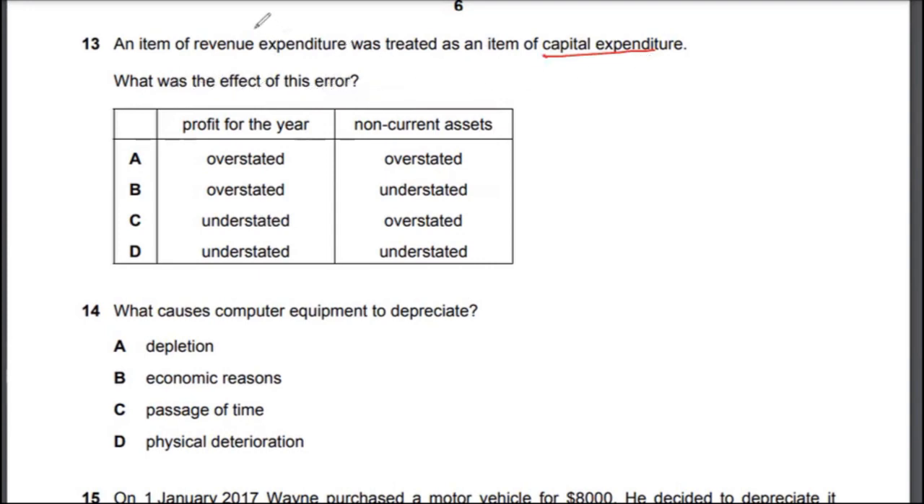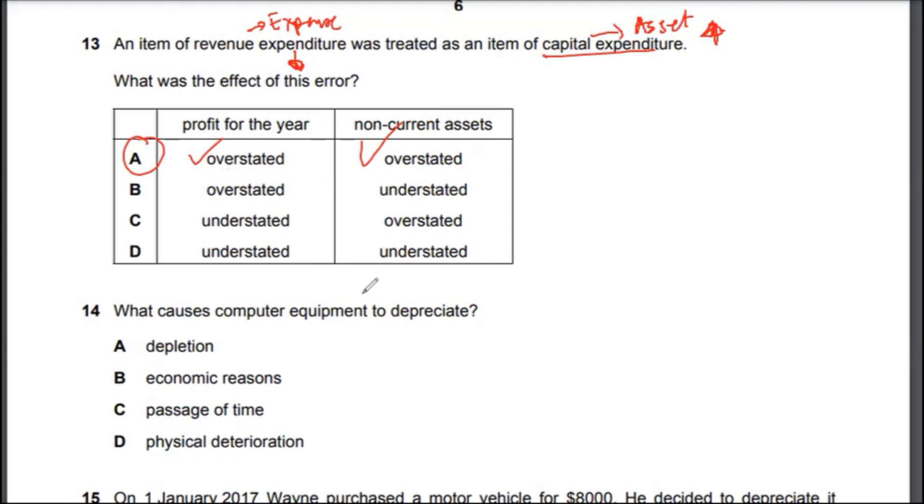Revenue expenditure is an expense, and capital expenditure creates an asset. So what has happened is that there has been less revenue expenditure, which means less expense. So profit has been overstated definitely. It's either option A or option B, but we need to study the impact on non-current assets as well. Because the revenue expenditure item has been treated as capital expenditure, assets have been overstated, so non-current assets have been overstated. Therefore, the correct answer to multiple choice 13 would be option A.